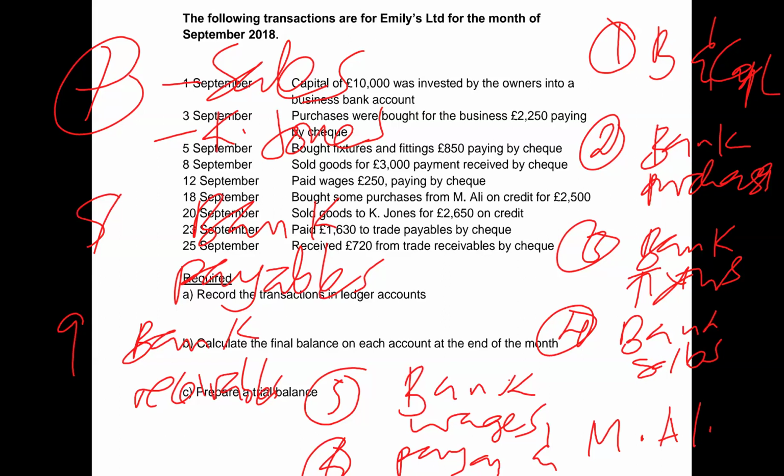Let's pick the next transaction. We can do capital, it's only one, I think. So our bank account was being debited with capital, right? So our capital will be credited.